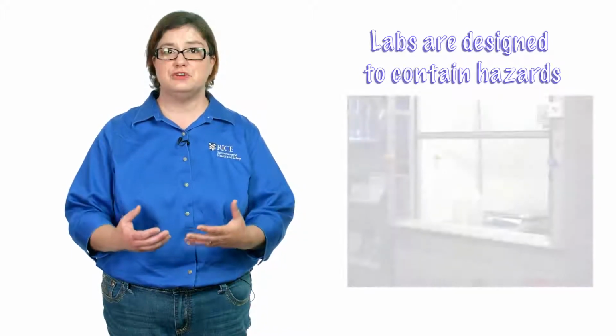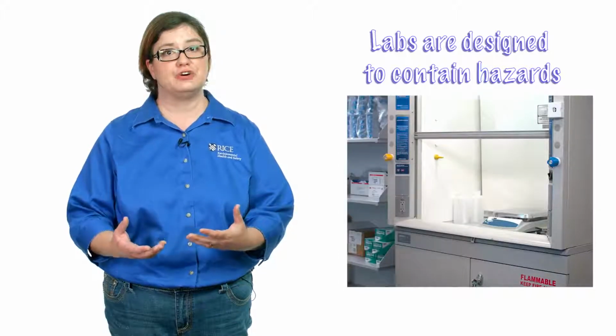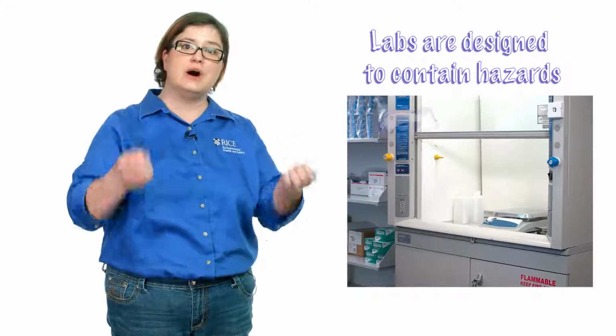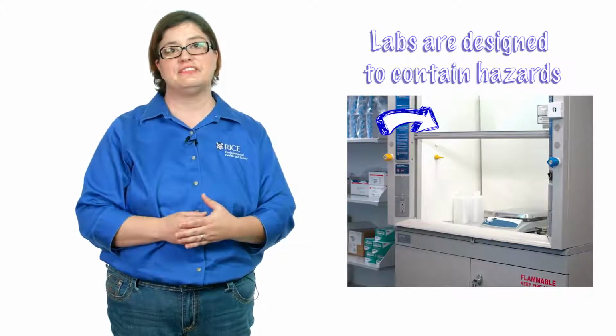One means of localized containment is going to be within a fume hood, which is another engineering control. A fume hood is a large box-like structure that's going to have a window on it that opens and closes, and this is called the sash.